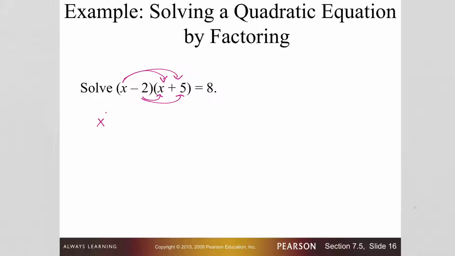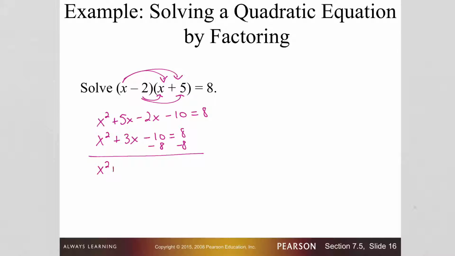So I get x squared plus 5x minus 2x minus 10 equals 8. x squared plus 3x minus 10 equals 8. So now I'm going to subtract 8 from both sides, and I get x squared plus 3x minus 18 equals 0. Now this is what I'm going to factor.